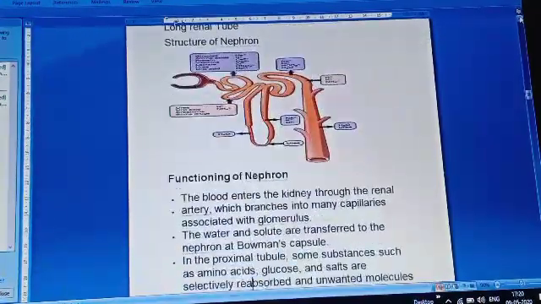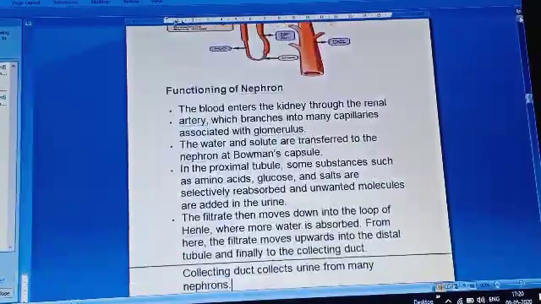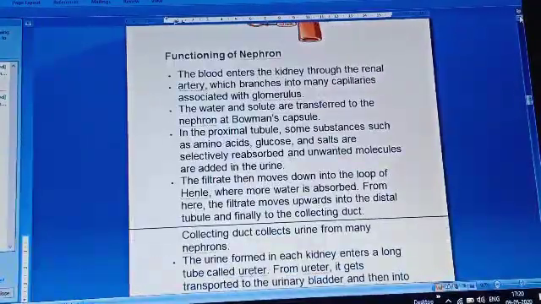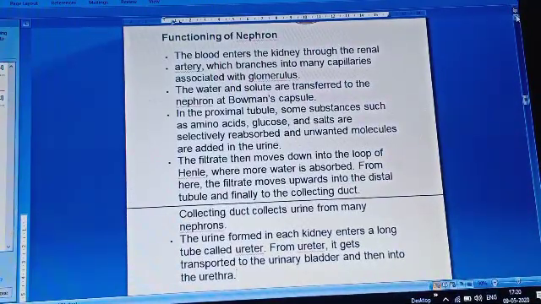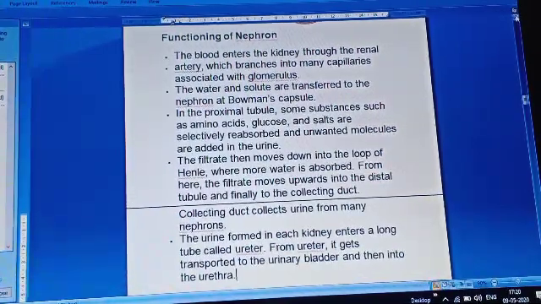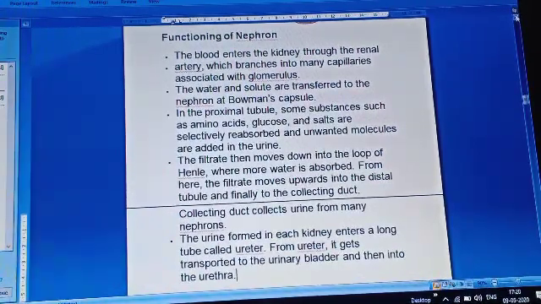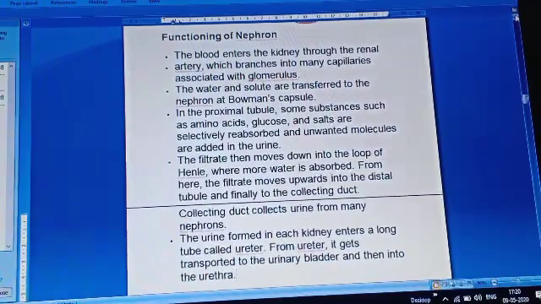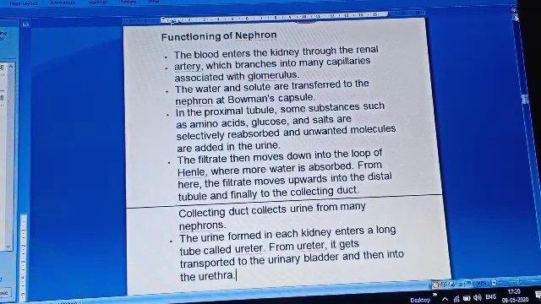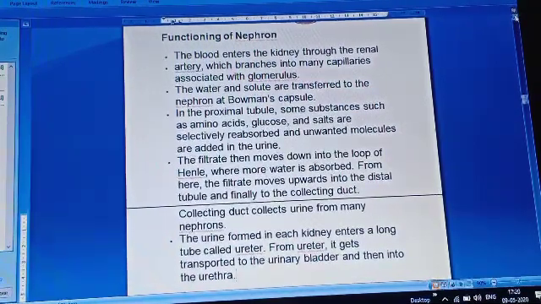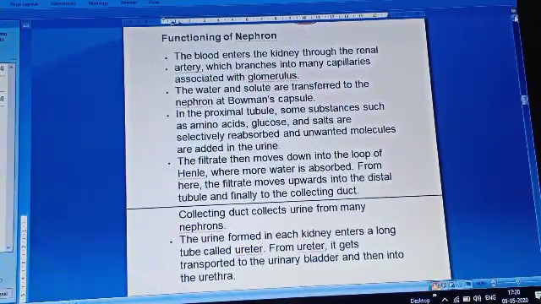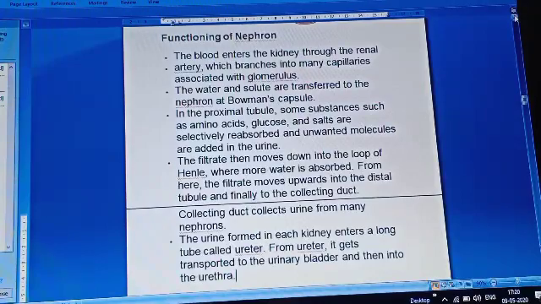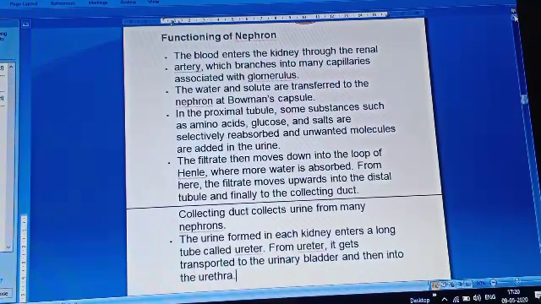Now let's see the main function of the nephron. The blood enters the kidney through the renal arteries, which branch into many capillaries that we know as the glomerulus. The water and the solute are transferred to the nephron at the Bowman's capsule. As I told you, in the Bowman's capsule the ultrafiltration occurs. Then after, in the proximal tubule, some substances like amino acid, glucose and salt are reabsorbed.